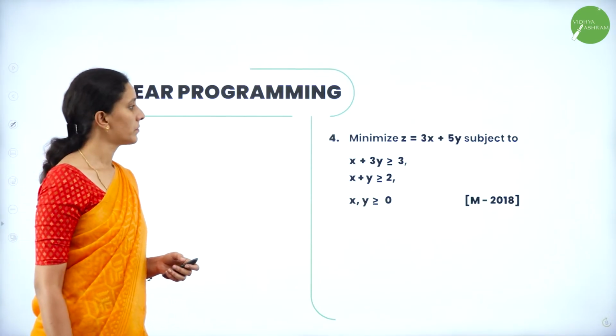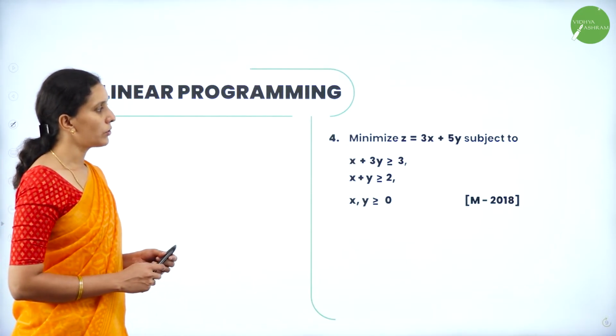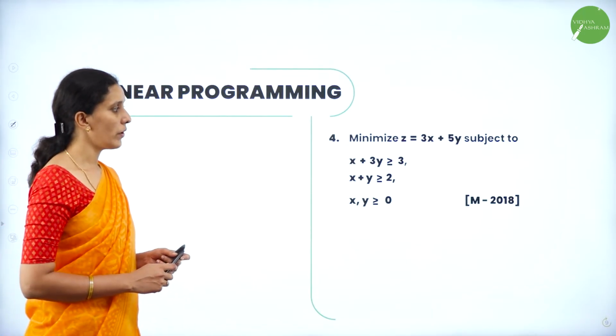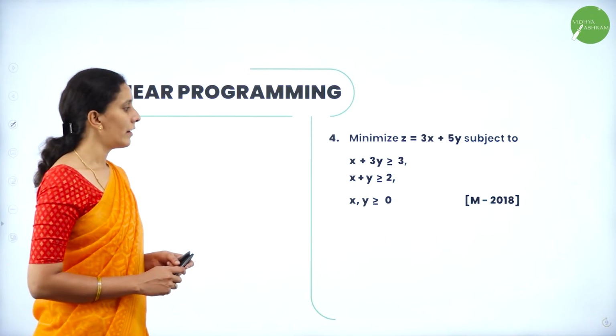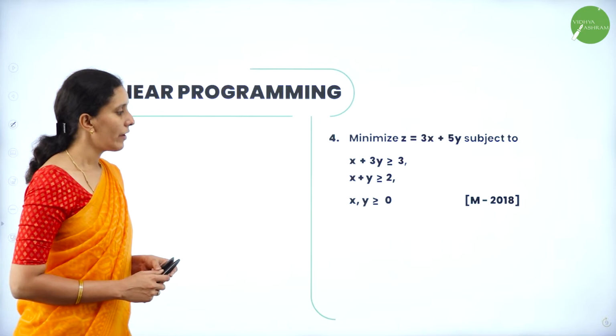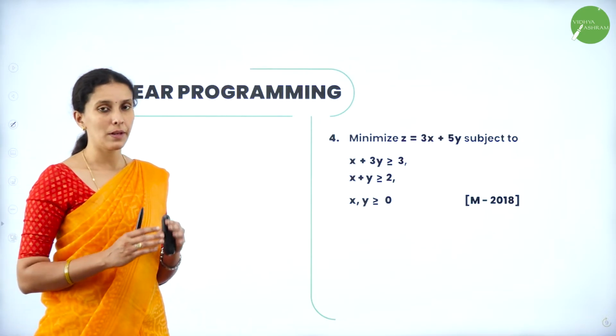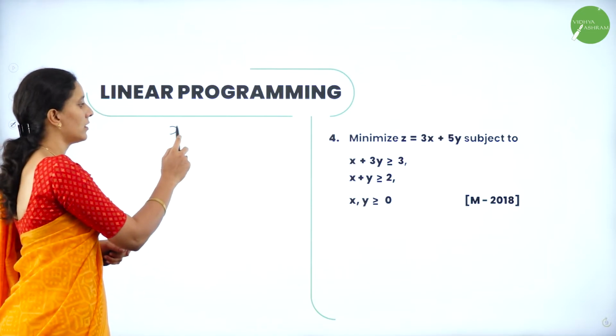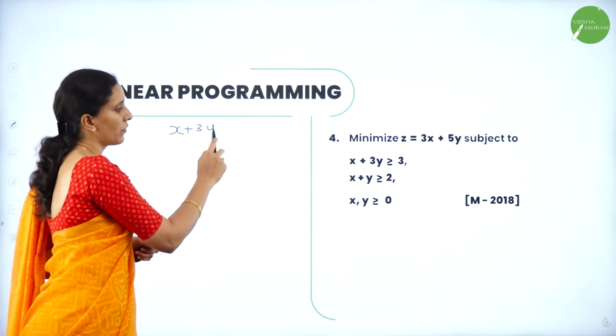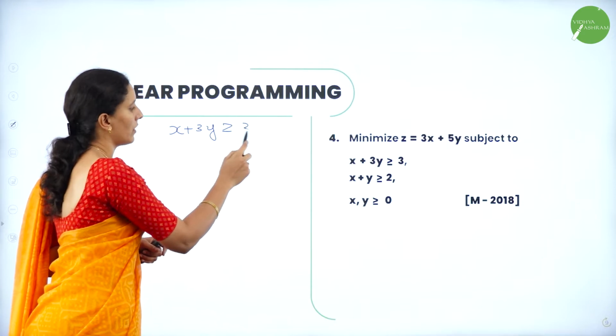Next question. Minimize z is equal to 3x plus 5y subject to x plus 3y greater than or equal to 3, x plus y greater than or equal to 2, x comma y greater than or equal to 0, which implies the solution is in the first quadrant. Now here let us take the points for these two inequalities.